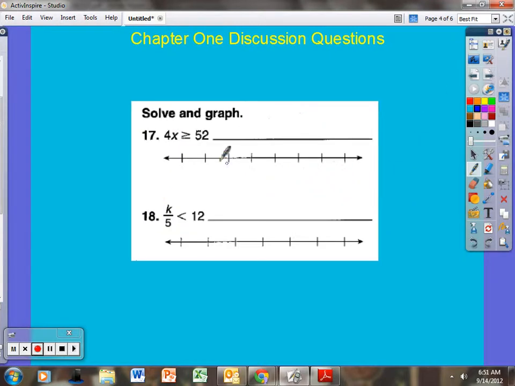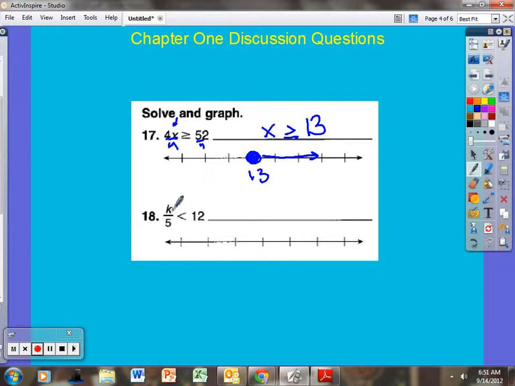All right, next one, solve and graph. Same thing, inequalities. This is 4 times something is greater than or equal to 52. Okay, I need to evaluate for 1x, not 4 of them. So I'm going to do the inverse to get rid of this 4. I'm going to divide both sides by 4. Going to transfer my inequality symbol over here. I just have x by itself now. 52 divided by 4 gives me 13. This says x can be greater than or equal to 13. That means 13 is included in the solution set. So I have a closed circle. Greater than. To the right. There we go. Next one.